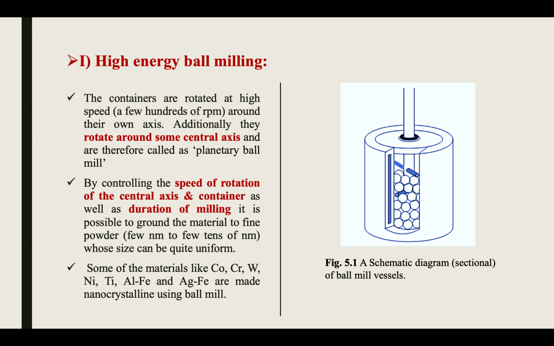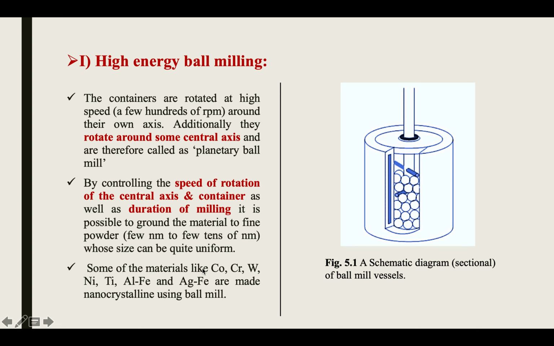So you have to control the speed of rotation. Whatever speed you keep, you will get that type of nanomaterial size. If you keep a higher speed, you will get very fine nanoparticles, and if you keep it for a longer time also, you will get very fine particles. That fine powder you will get in terms of a few nanometers to a few tens of nanometers, whose size can be quite uniform.